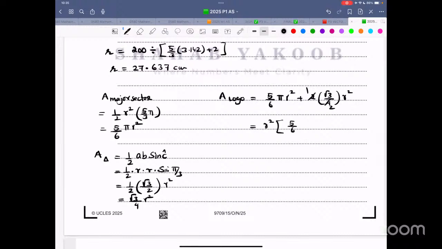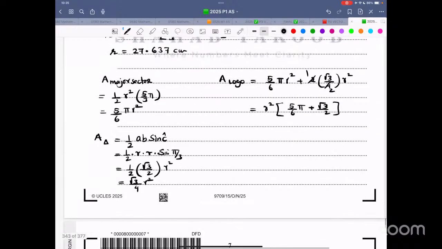That is 5 over 6 pi, and this one is root 3 over 2, and this is r square, which is 27.637. The whole thing squared, that is 5 over 6 into 3.142 plus root 3 over 2. I remember this value if I'm not mistaken, that is 0.8660. Do check it out. And then I can get the answer.